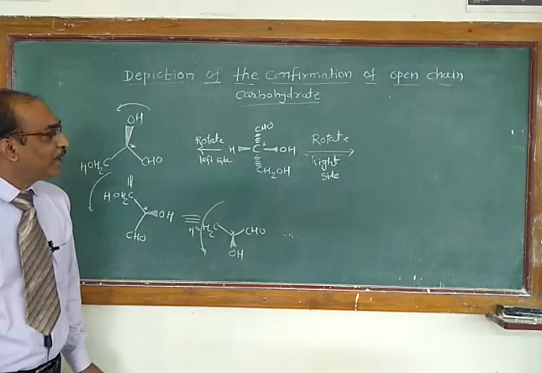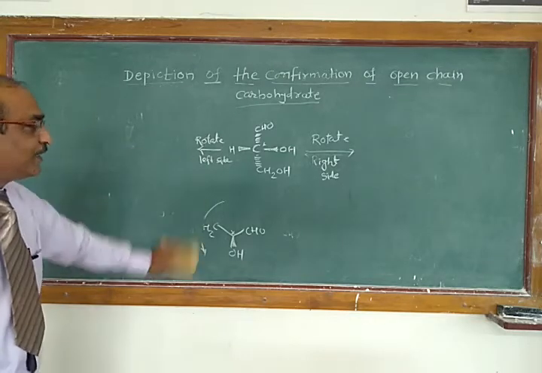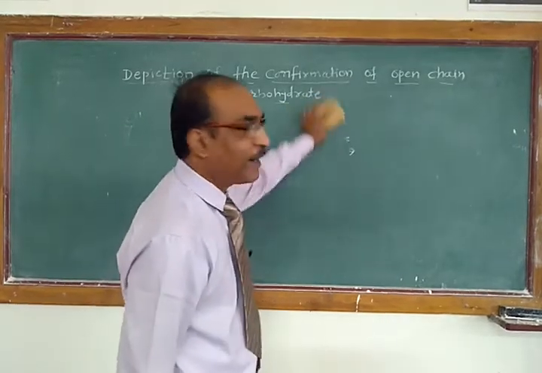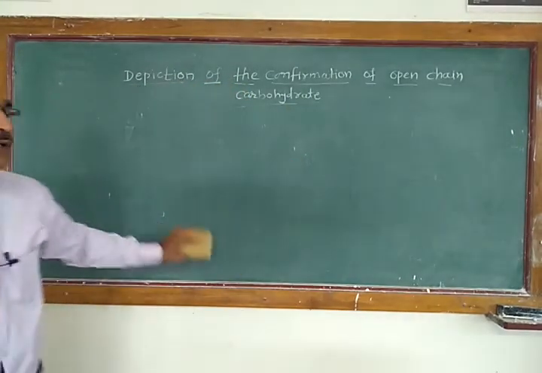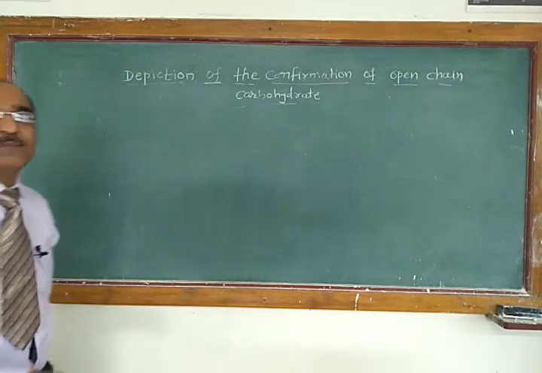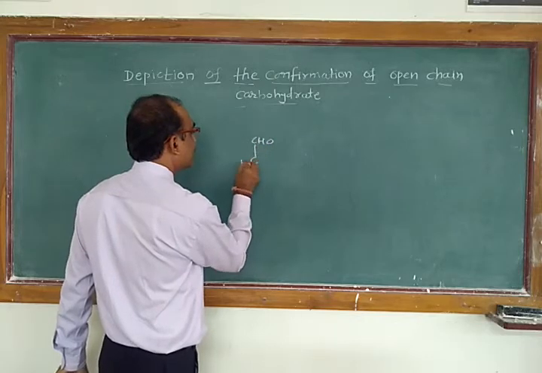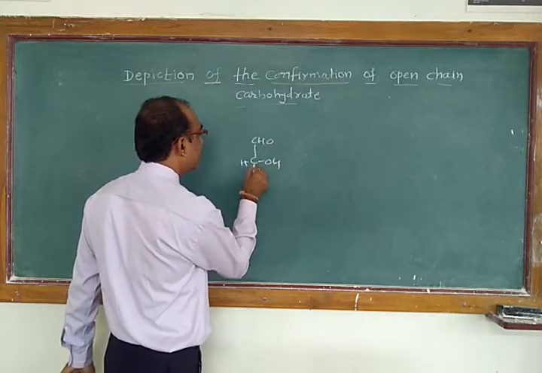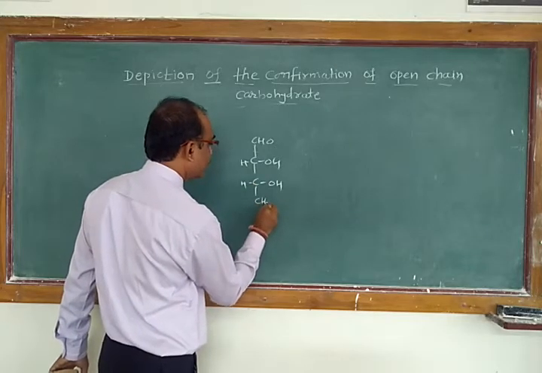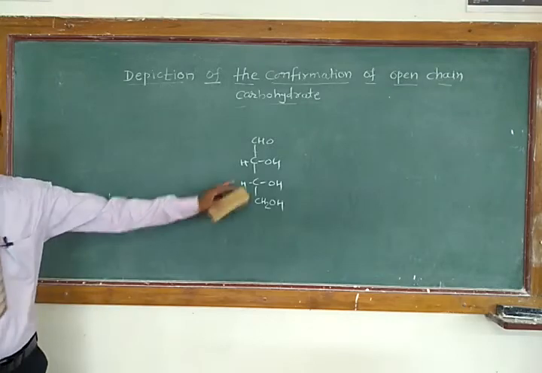So what will happen if you take the example of D-erythrose? In D-erythrose there are two chiral carbons. You know, in erythrose there are two chiral carbons. So the structure can be written like this: CHO, CHOH, this side again OH, and here CH2OH. Right? This is the structure.